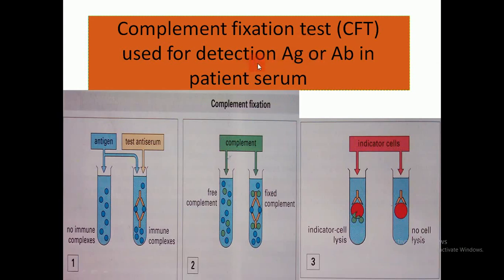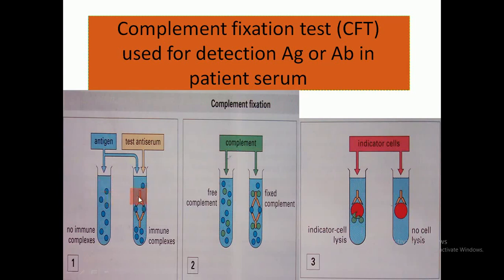Another test, which is an old test also used for detection of antigen or antibody, is called the complement fixation test. Here we have two tubes. In each we add the antigen, and then add the patient serum to each tube. If the patient is infected, they will develop antibodies against these antigens. If not infected, there is no antibody against these antigens.